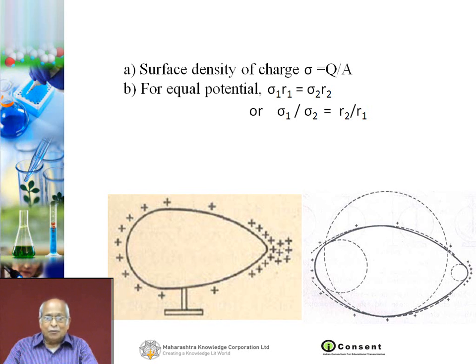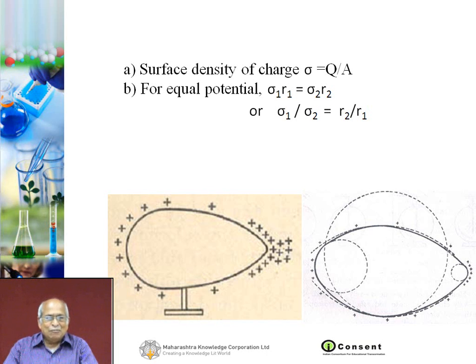So whatever charge is given to the pear shaped conductor, a large part is at the right hand side, somewhat smaller at the left side, and very small at the bottom side or top side. So the distribution of charge is not uniform. More charge where the radius is smaller, less charge where the radius is greater.